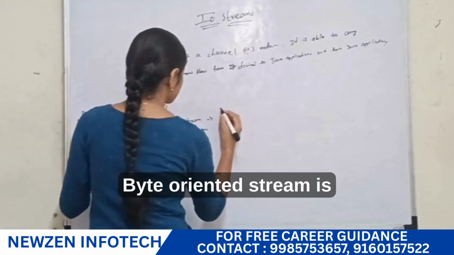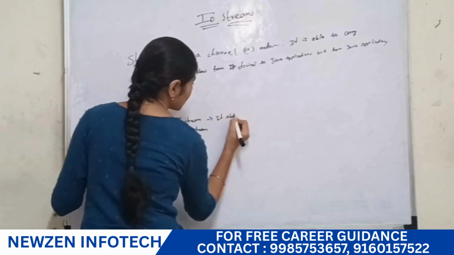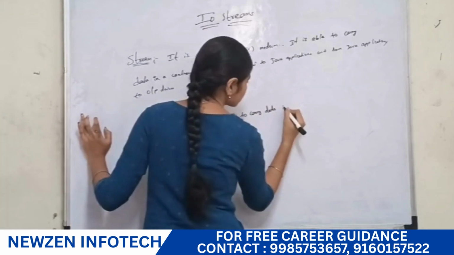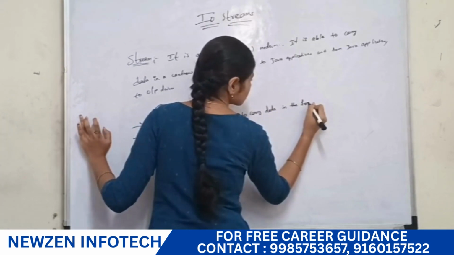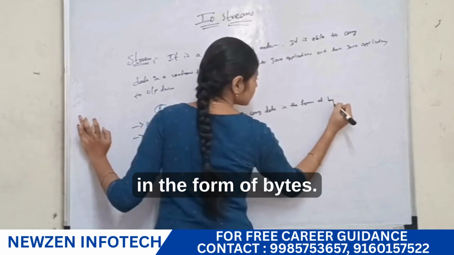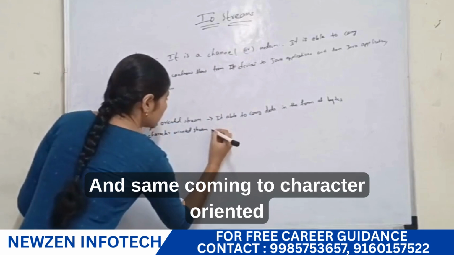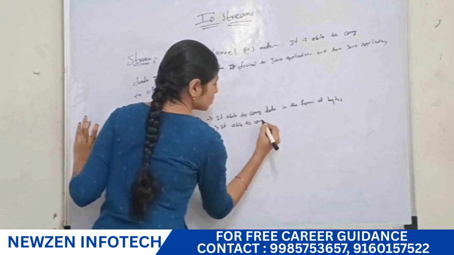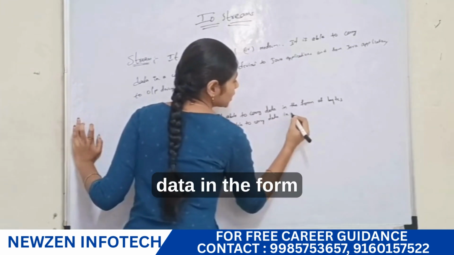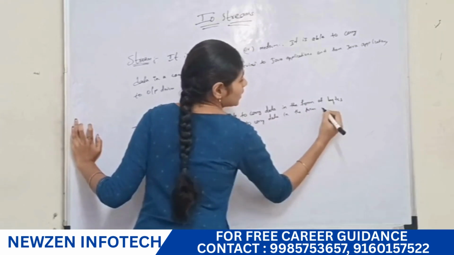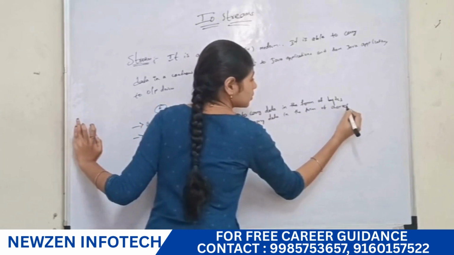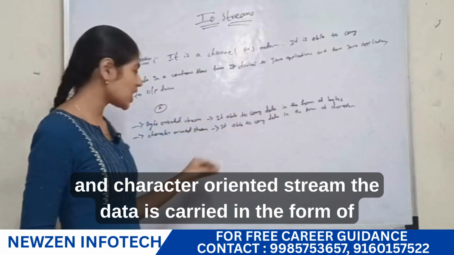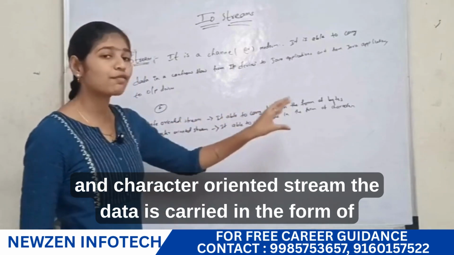A byte oriented stream is able to carry data in the form of bytes. And a character oriented stream is able to carry data in the form of characters. In a byte oriented stream, data is carried in the form of bytes, and in a character oriented stream, data is carried in the form of characters.